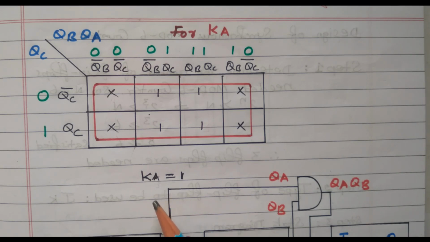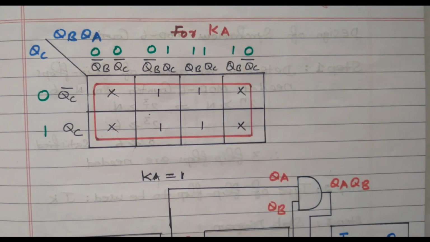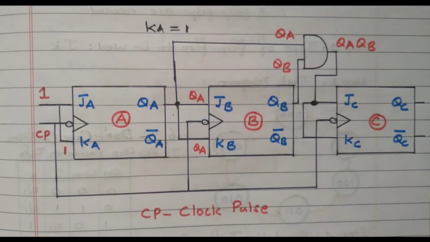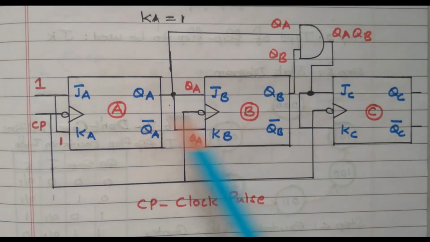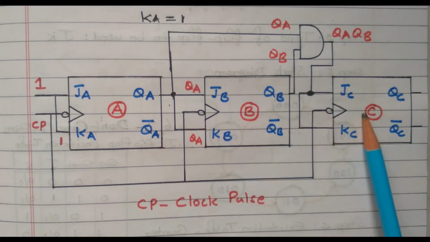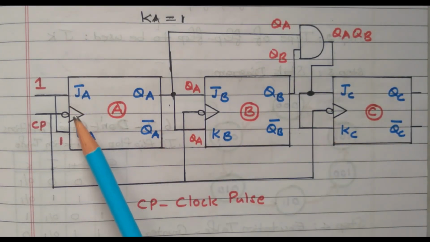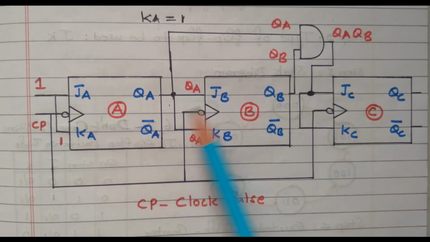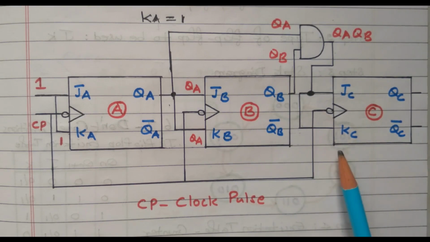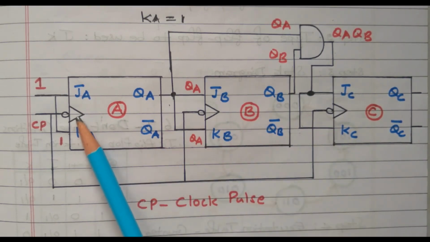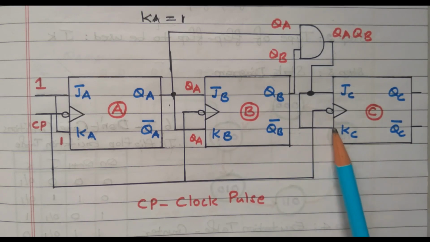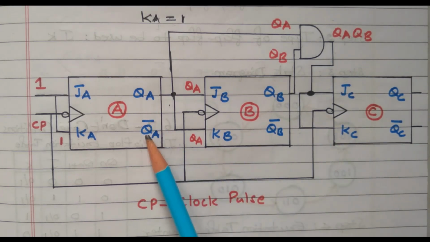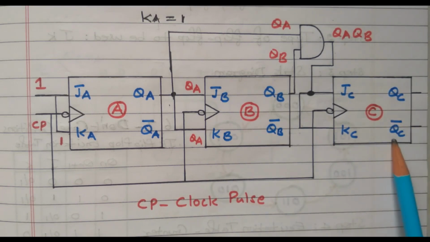JC and KC is nothing but QB, QA, right? JB and KB is nothing but QA. JA and KA is 1, right? So based on that, we need to design the 3-bit up counter, right? So we already discussed that 3 flip-flops are required, A, B, C, 3 flip-flops of JK type. So this is the first flip-flop, JA, KA, JB, KB, JC, KC, right? 3 flip-flops are available. The clock pulse is given to all 3 flip-flops. So these are the outputs, QA, QA bar, QB, QB bar, QC, QC bar, right?